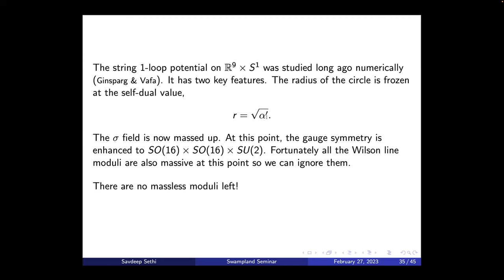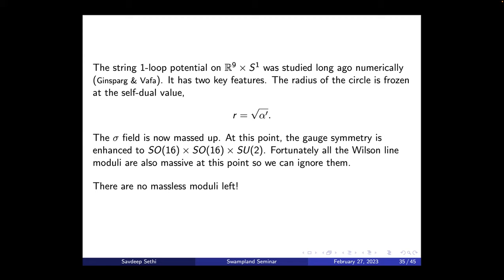And at that point, the radius of the circle gets messed up. It gets frozen there. It's also true at that point that all the Wilson line moduli get messed up. So indeed, all of those perturbative moduli go away from the one loop.